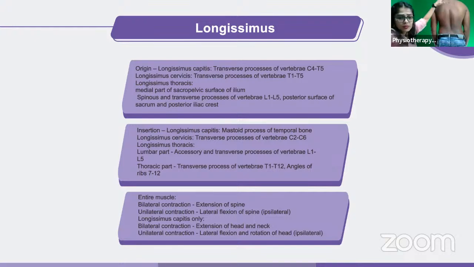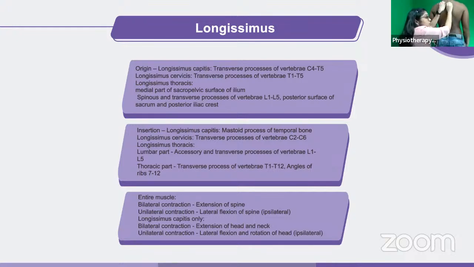Next is longissimus cervicis. It takes the origin from the first 5 thoracic vertebrae, so T1 to T5, and as it is cervicis, it should get inserted into the cervical vertebrae, that is C2 to C5. You see, C1 doesn't have muscular attachments, so you have to write C2. So C2 to C5, T1 to T5. From here it started and it got inserted into the cervical vertebrae.